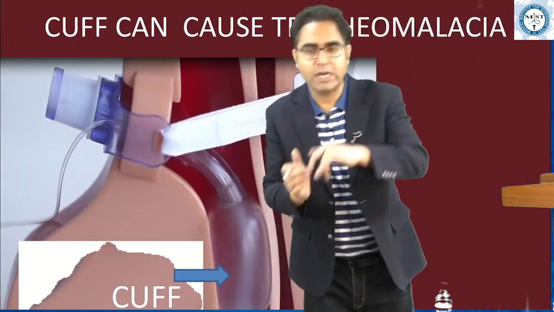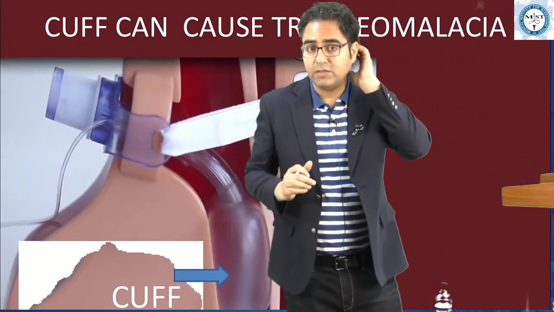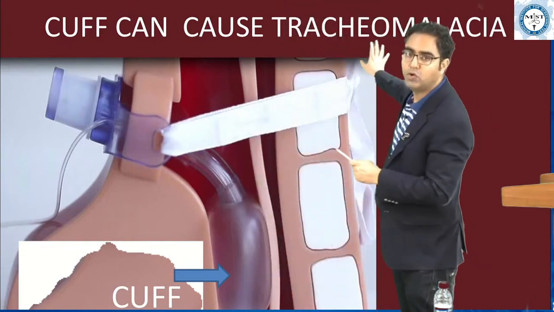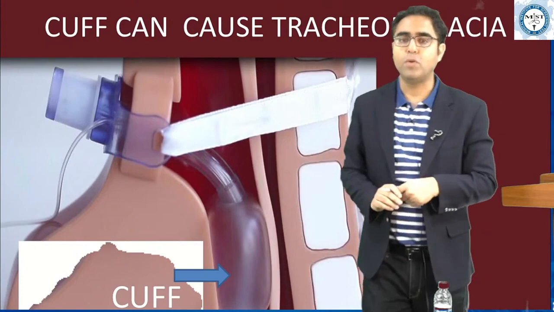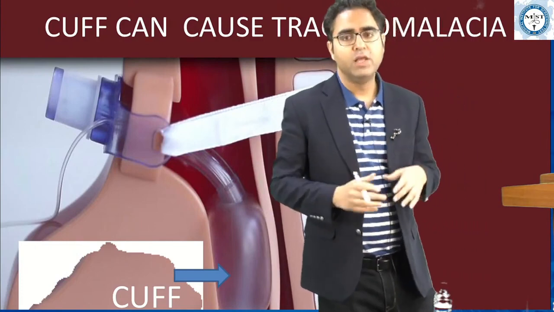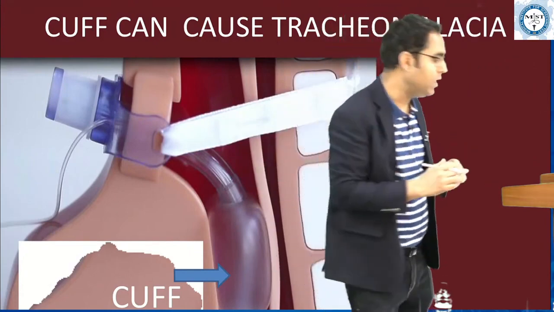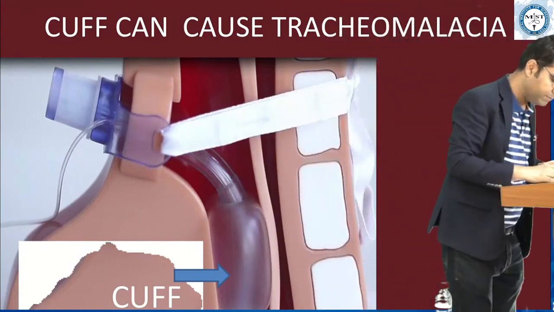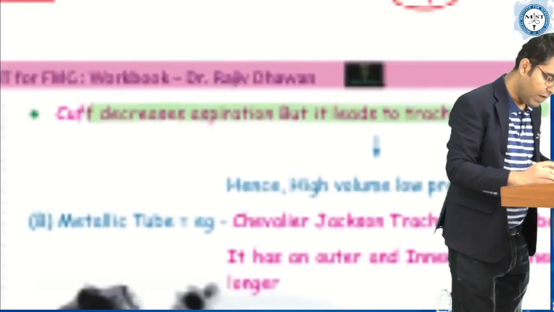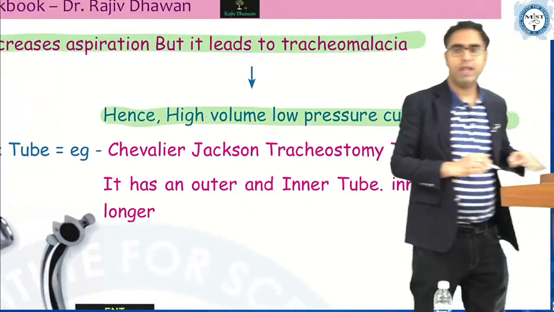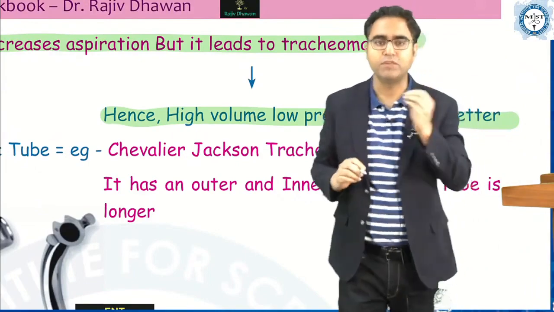Cuff has got one advantage, one disadvantage. The advantage is it decreases aspiration. The disadvantage is it makes the trachea weak due to pressure, and that is called tracheomalacia. So what shall we use, beta? We should use a high volume, low pressure cuff. Look at your notes, beta. High volume, low pressure cuff. Am I clear, beta? Fine. Hence, a high volume, low pressure cuff is better, beta.